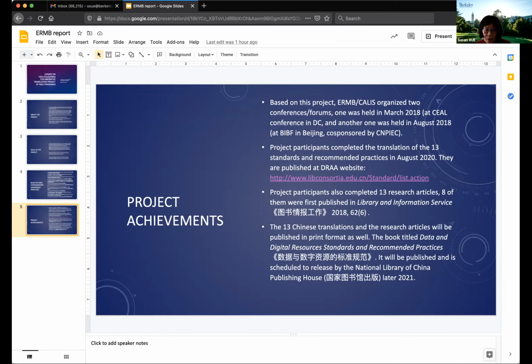Last but not least, the Chinese translations and the research articles will be published in printed format as well. The book is titled Data and the Digital Resources Standards and the Recommended Practices. The Chinese title is 数据与数字资源的标准规范. It is scheduled to be released by the National Library of China Publishing House later this year. So I'm going to stop sharing this PPT and switch to the websites.